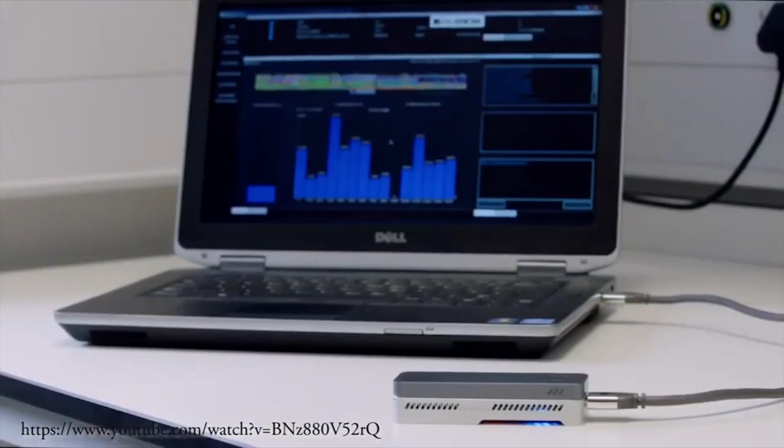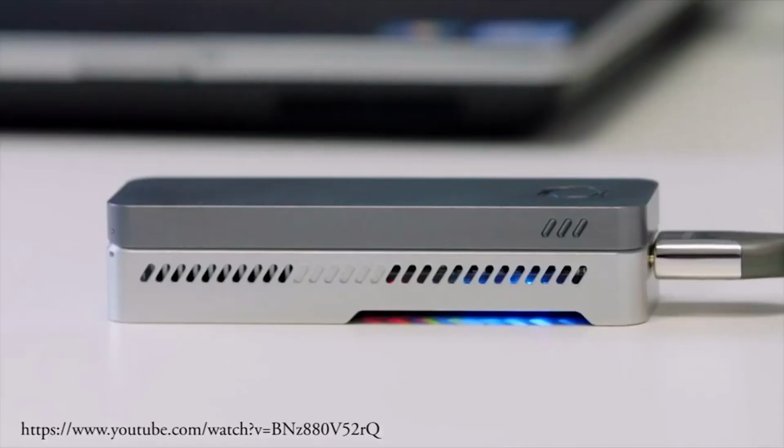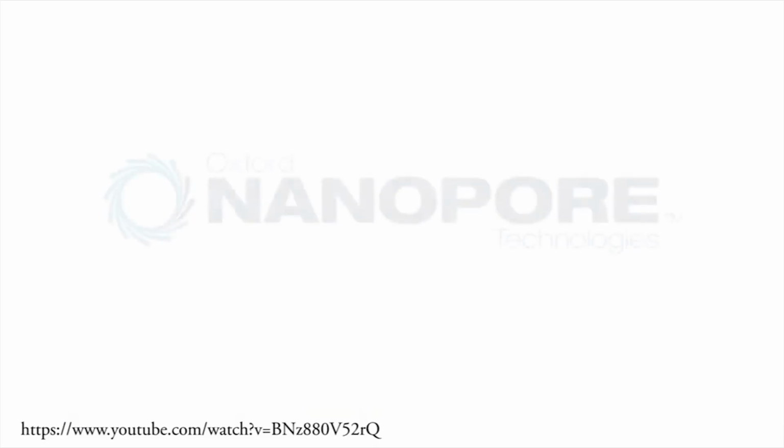Simple to use, with minimal sample prep, the MinION is the world's first portable device for the analysis of biological molecules. For more information, please visit nanoporetech.com.